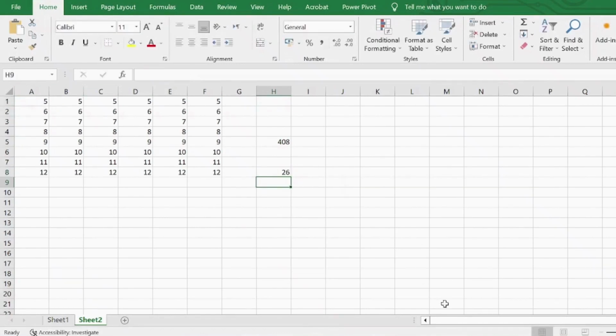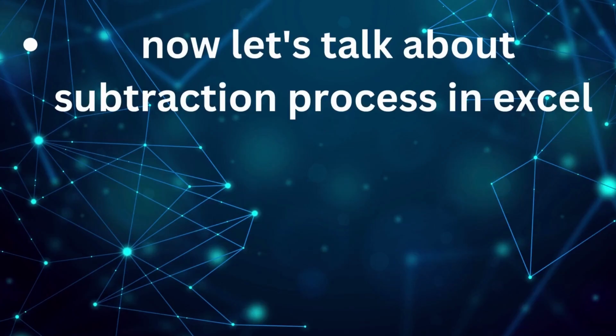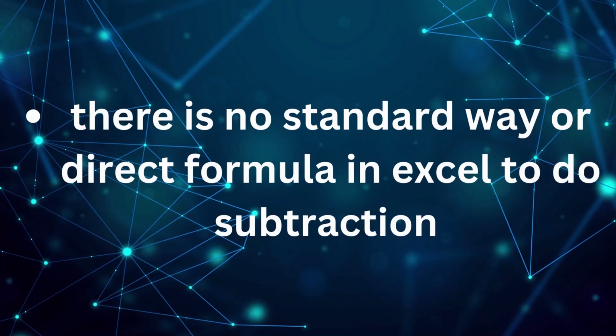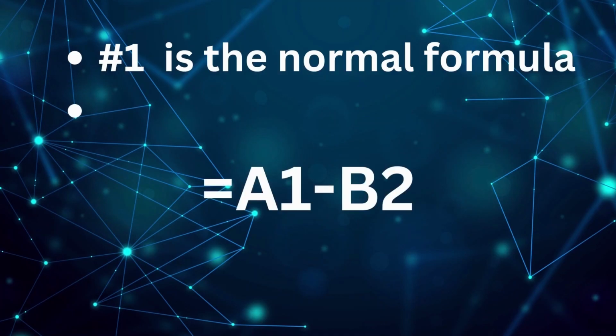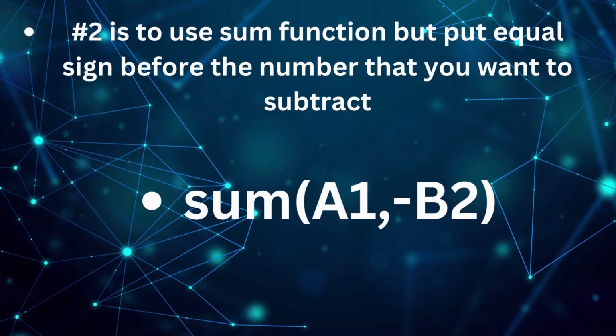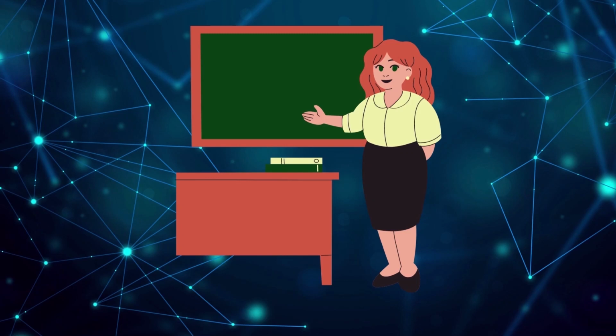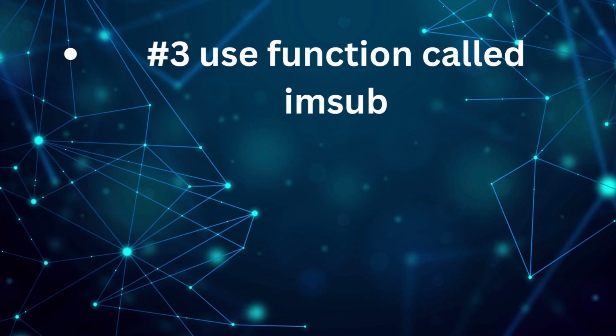Now let's talk about the subtraction process in Excel. There is no standard way or direct function in Excel to do subtraction, but we are going to teach you some other ways. Number 1 is the normal formula with the minus sign. It is the most popular way for subtraction. Number 2 is to use the SUM function but put a minus sign before the number that you want to subtract. Remember when you were in high school and your math teacher in some proofs did this, it is the same. Number 3 is to use a function called IMSUB.